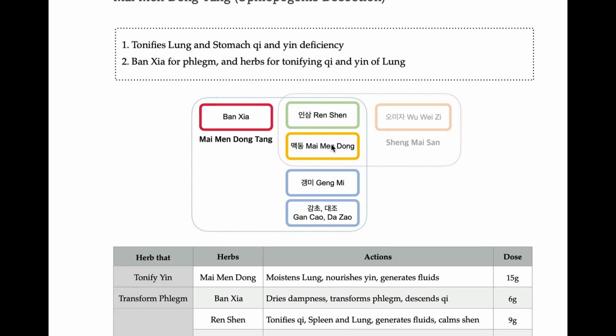Shengmaisan shares the same Rensen and 마이멘동, but Shengmaisan has 우웨이지. And 우웨이지 can also astringe qi, so it can be used for coughing too. Shengmaisan, for summertime, is a tonifier and treats coughing. They share very similar symptoms, but only 마이멘동탕 treats phlegm. Shengmaisan does not treat phlegm.